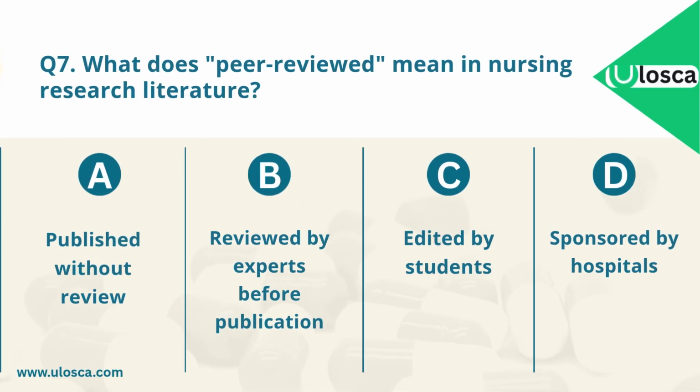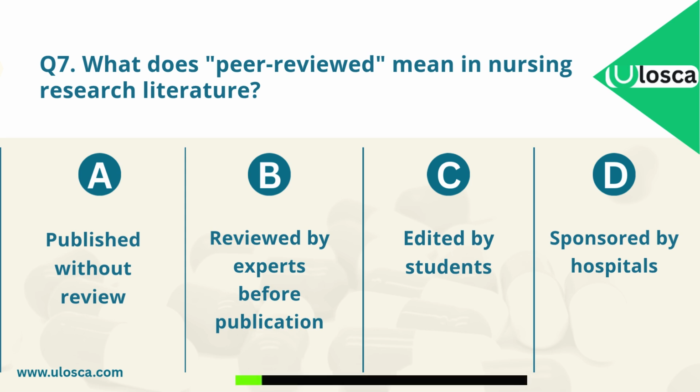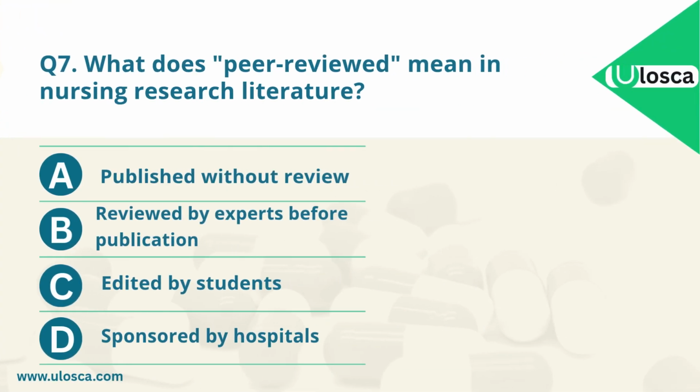Question 7. What does peer-reviewed mean in nursing research literature? A. Published without review. B. Reviewed by experts before publication. C. Edited by students. D. Sponsored by hospitals. Which one is the correct answer? The correct answer is B. Reviewed by experts before publication.